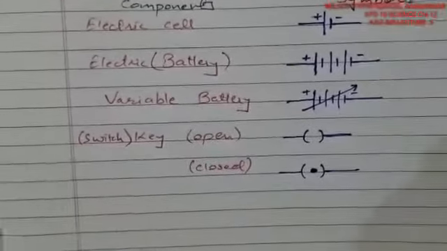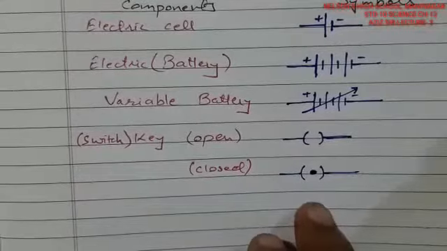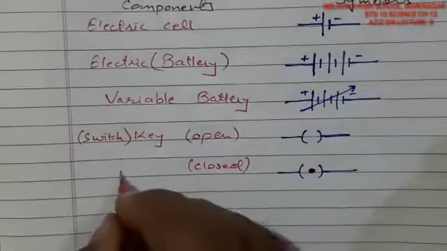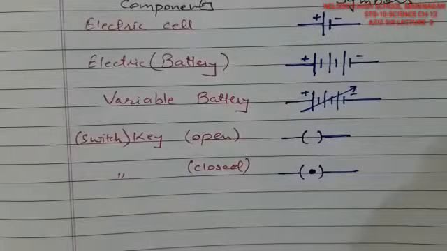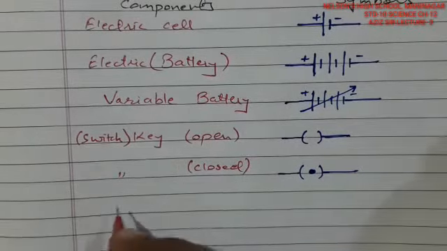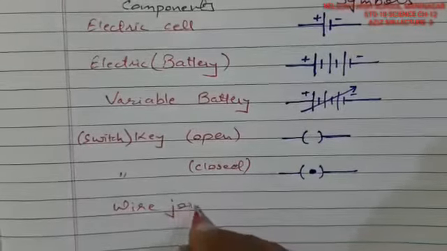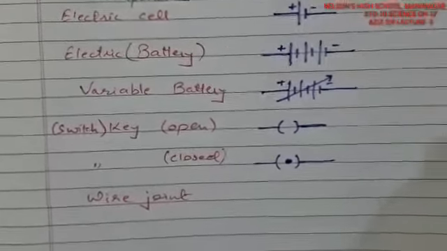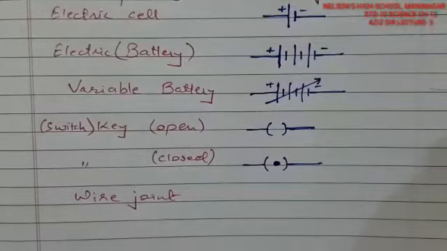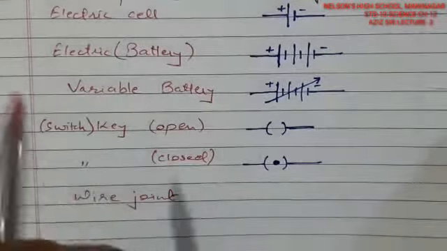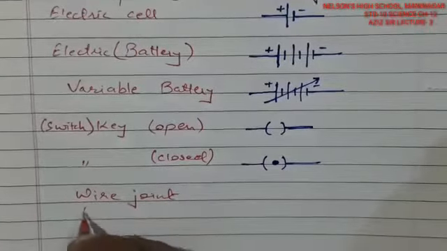Now close means the current is flowing, open means that the current is not flowing. Fine. So this is the same thing. This is a switch and key only. The next is wire joint. So wire joints are of two types. The first one we are going to take is a junction point. A joint can be called a junction point also.